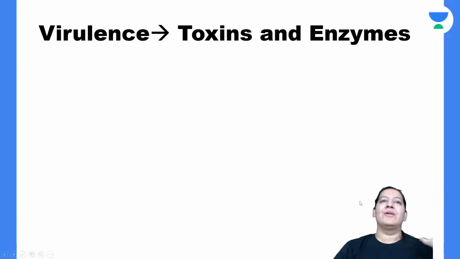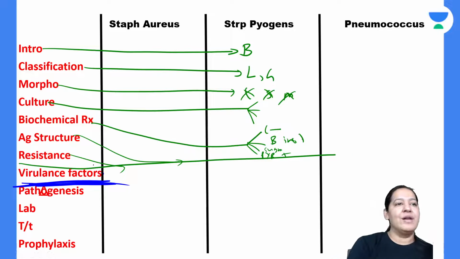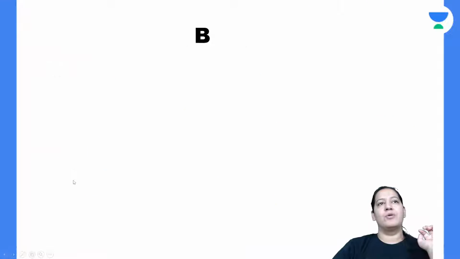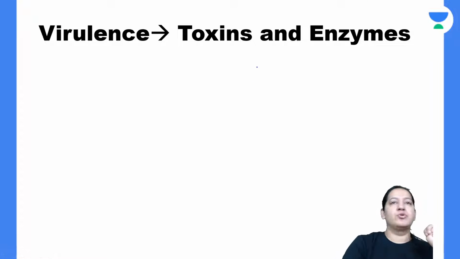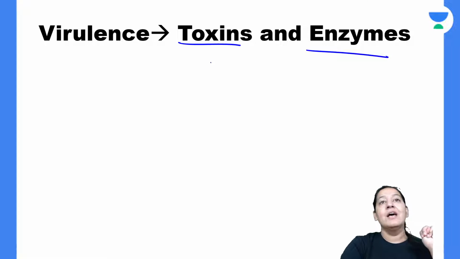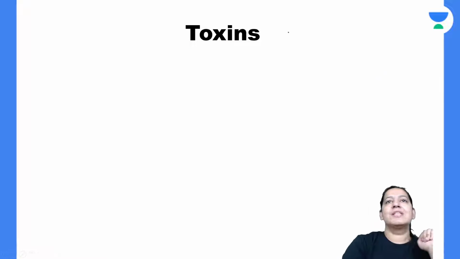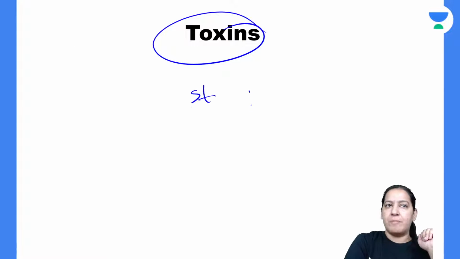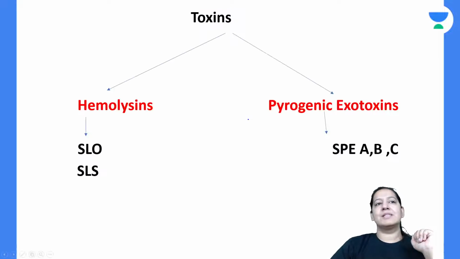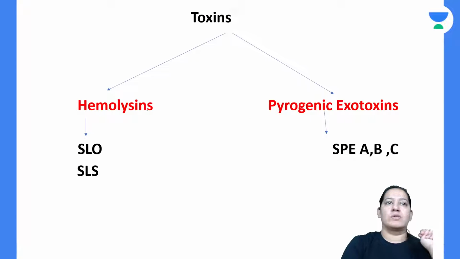So coming to the virulence factors now. I'm coming to the virulence factors of Streptococcus pyogenes. In virulence factors, we have 2 things, toxins and enzymes. Let me talk about toxins. How many toxins does this bacteria have? I'm talking about Streptococcus pyogenes. Is it having 2 types of toxins?